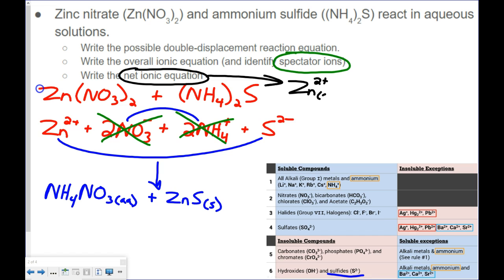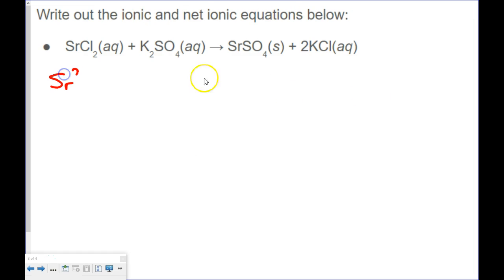What's left for my net ionic equation is going to be zinc plus the sulfur anion is going to make zinc sulfide, that is going to be my insoluble precipitate. All right, so here I have another one, strontium chloride plus potassium sulfate is going to make strontium sulfate plus potassium chloride. Here I'm breaking it up now into its constituent cations and anions.